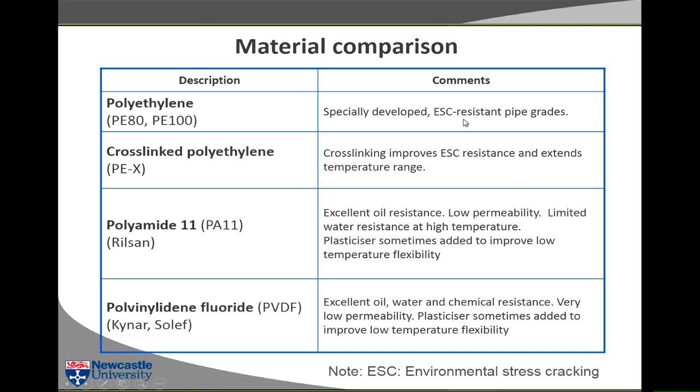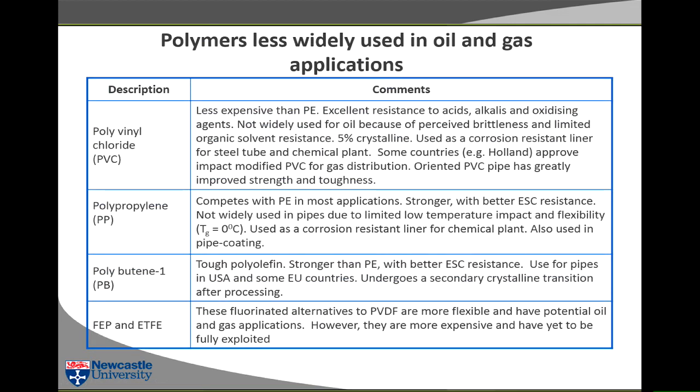It's induced by the presence of various chemicals in the environment. This is just a whole list of different polymers used in oil and gas, which you probably don't need to memorize. I mentioned PVC, which is quite important because it's used in water distribution, and in Holland it's used for gas distribution. Polypropylene is a nice polymer, but it's not widely used for pipes. Polybutene 1 is used in the USA and some EU countries, but it's not widely enough used for us to talk about it in this course.